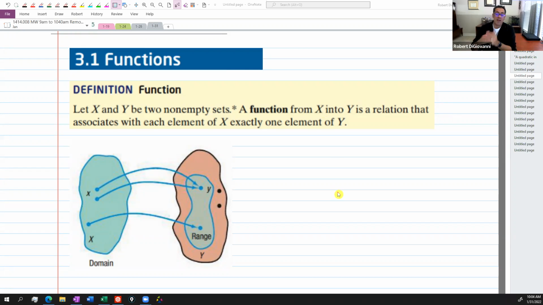Okay, so we are now going to talk about functions. Even though this is not a review topic, I'm going to assume that you have seen functions before. So I'm going to move kind of quick through this, but there are certain things I'm going to need to stress to you, to make sure that you understand. First, the definition of a function.